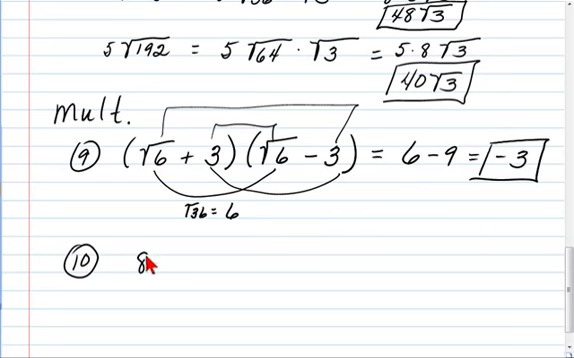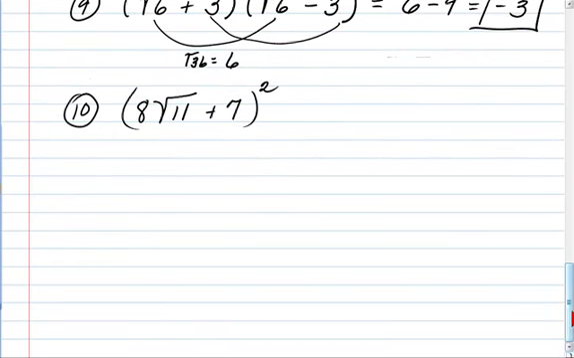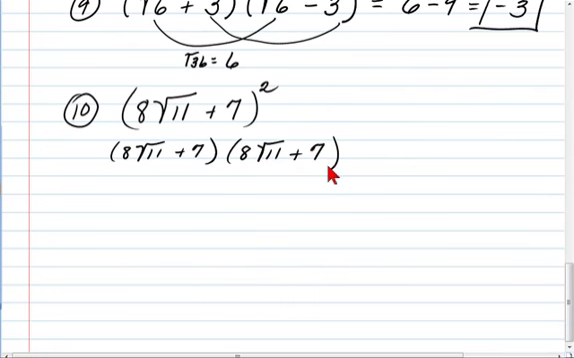Number 10. I have 8 times the square root of 11 plus 7 quantity squared. Okay, there are two ways you could do this problem. I think most of you will write down 8 times the square root of 11 plus 7, 8 times the square root of 11 plus 7, and you'll write it down twice. And you'll do FOIL. Product of the first. If I multiply 8 square root of 11, 8 square root of 11, that will give me 64 times 11. And I don't have a calculator with me, so I'm going to do that right here in front of you.